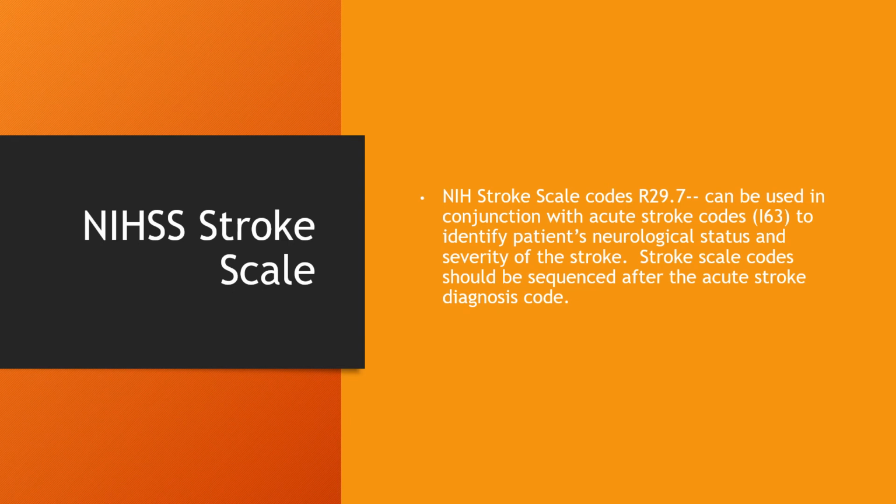The NIH stroke scale, R29.7, can be used in conjunction with acute stroke codes from category I63 to identify the patient's neurological status and the severity of the stroke. Stroke scale codes should be sequenced after the acute stroke diagnosis.